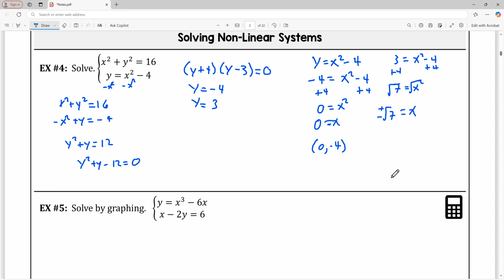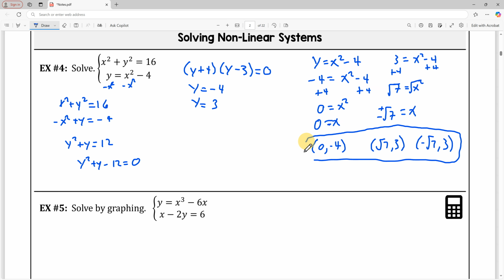So what that means is that this actually creates 2 points. This creates the point positive root 7, comma 3. It also creates the point negative root 7, comma 3. And so all of these would be our solution.